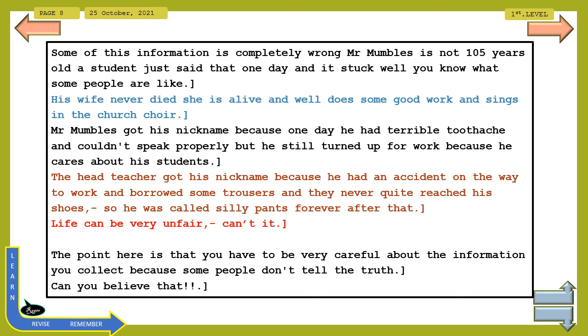The point here is that you have to be very careful about the information you collect, because some people don't tell the truth. Can you believe that?